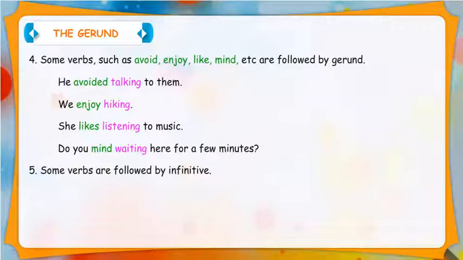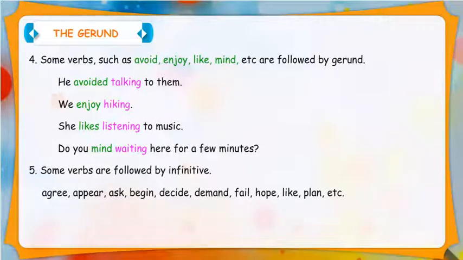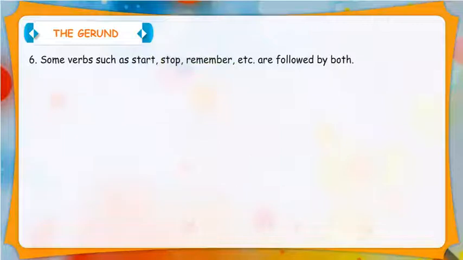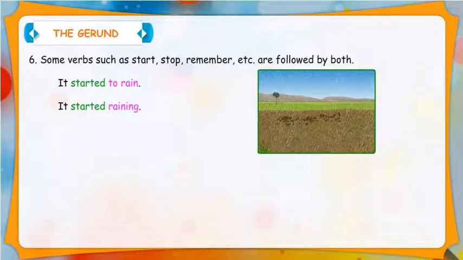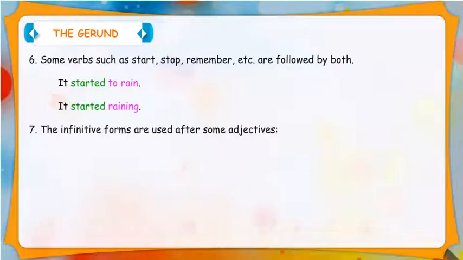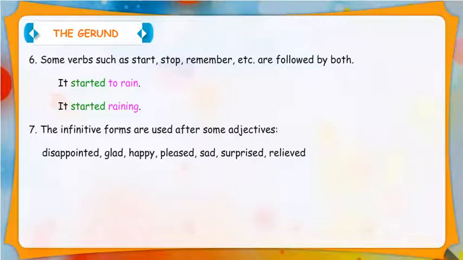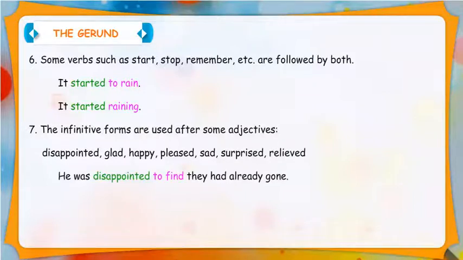Some verbs are followed by infinitive. Agree, appear, ask, begin, decide, demand, feel, hope, like, plan, etc. I agree to abide by the rules. Some verbs such as start, stop, remember, etc. are followed by both. It started to rain. It started raining. The infinitive forms are used after some adjectives: disappointed, glad, happy, pleased, sad, surprised, relieved. He was disappointed to find they had already gone. She was glad to see me.